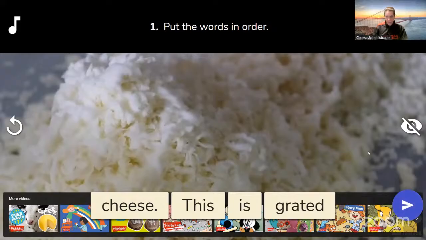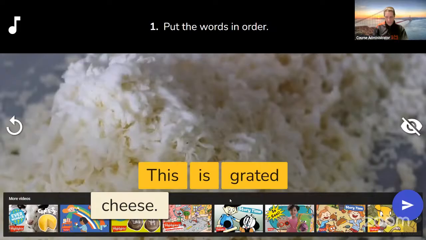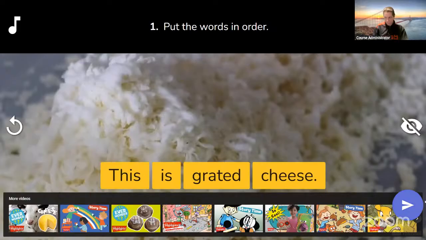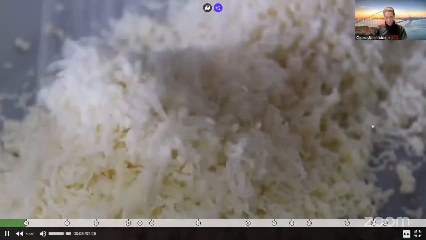Now, the first step in making the pizza is you look at the picture and you can see the cheese. What kind of cheese is this? This is grated cheese. Okay, so we start with the cheese first. And that's the correct answer. Mark and Sue are going to show us how they make their pizza.